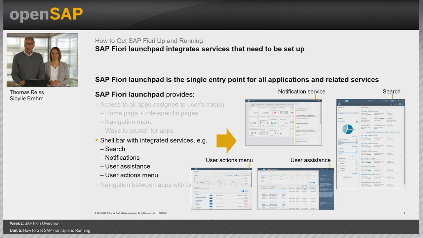The Fiori Launchpad also provides a shell header bar, often just called the shell bar, which gives users access to integrated services such as search, notifications, user assistance, and the User Actions menu. What you don't see on the slide is that, via the User Actions menu, the Launchpad also provides powerful personalization capabilities so that you can rearrange the tiles on the screen, add or remove them from groups or pages and sections, and even create your own groups, pages, and sections.